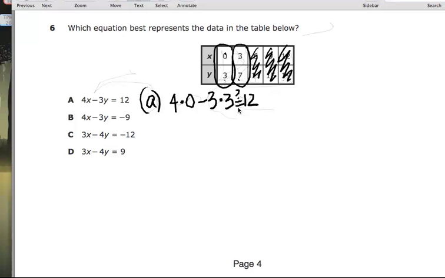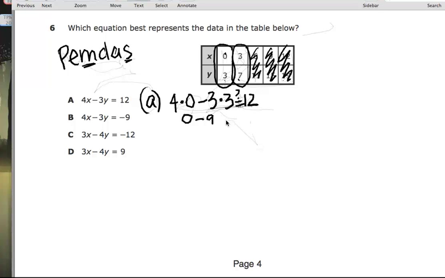Okay? Because I don't know yet, this little question mark above my equal sign is telling me that I need to prove that the left-hand side is equal to my right-hand side. 4 times 0 is going to be 0. And 3 times 3 is going to be 9. And the reason why I did the multiplication first is because of the order of operations. By PEMDAS, I need to do multiplication first before I subtract.